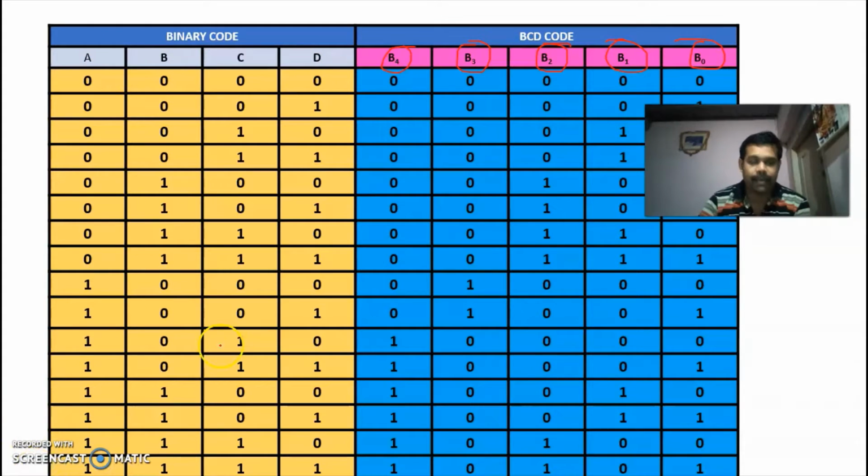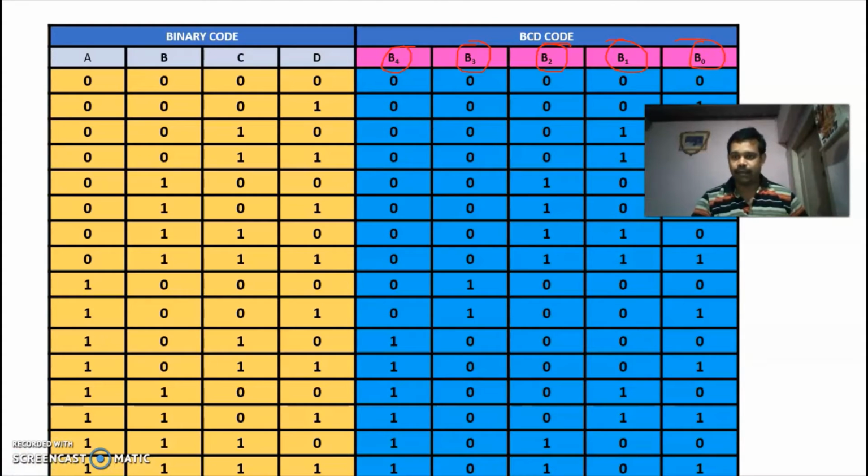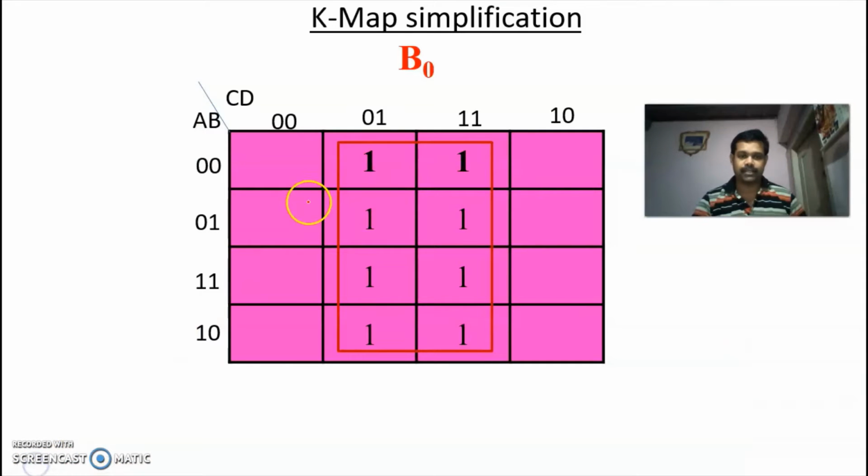Now we are going for the K map. First, sorry, we are going for B0. So we are going for the K map of B0. We check the column of B0, and wherever we have 1 in that particular place, we plot ones. By verifying the column of B0 in the corresponding place, we plot ones, then we group.